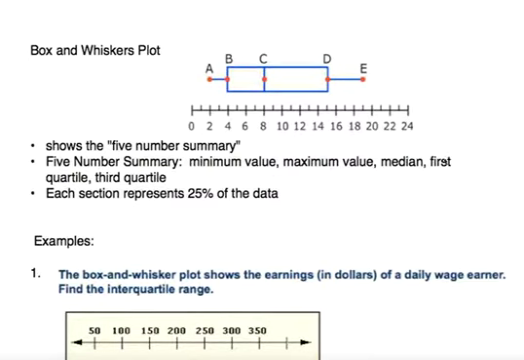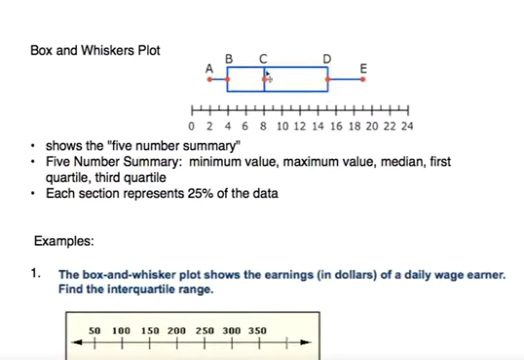This video is about box and whisker plots. Box and whisker plots are real easy to recognize because they have a big box that's in the center, and then they have these lines that extend out to points that are on the left and the right side.